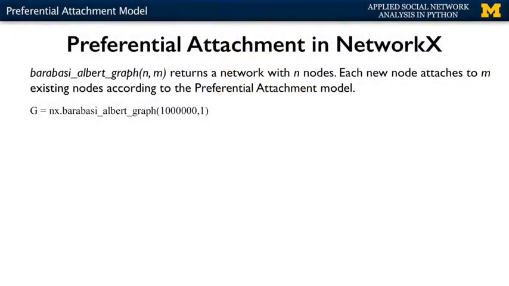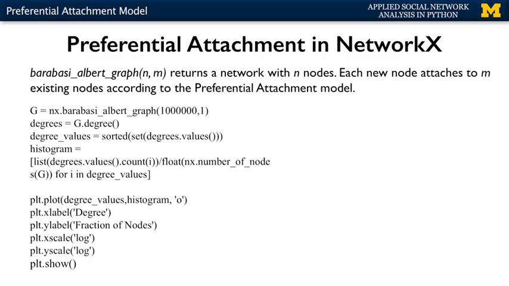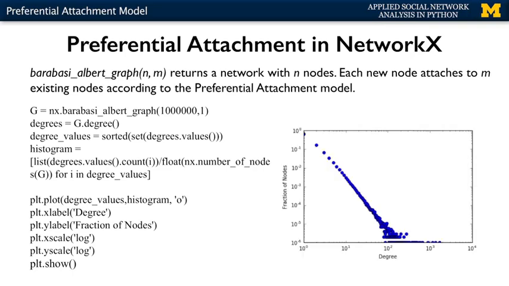So you can use this function in NetworkX to create networks that follow this preferential attachment model. Let's create one here with a million nodes and an m of 1, so every node attaches to a single existing node. And now let's plot the degree distribution in the same way that we did before, except that now I'm not using a bar plot, I'm using a scatter plot. And now I'm setting the y and x scales to be log, so we can see that straight line that gets formed on the log-log scale for the degree distribution. And here it is, we see that it forms this straight line that characterizes the power law degree distribution.